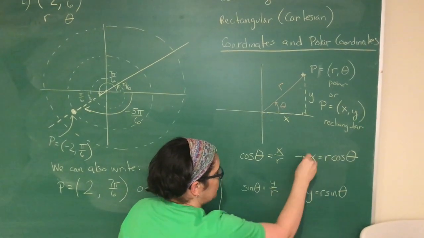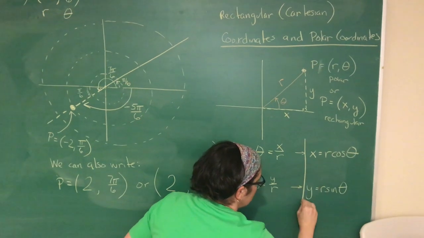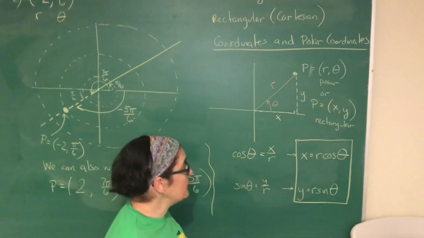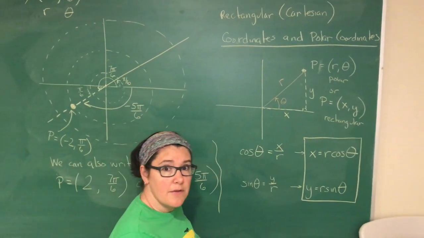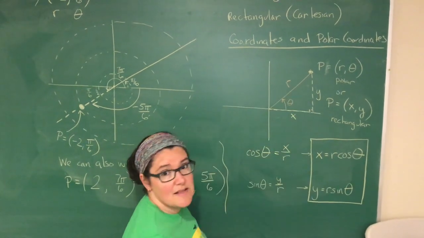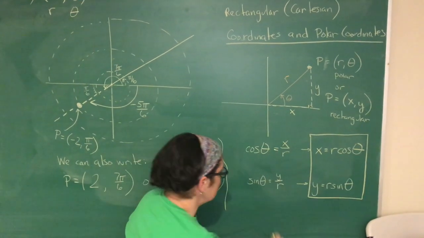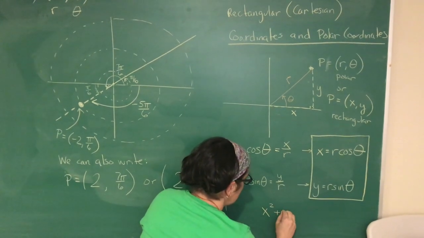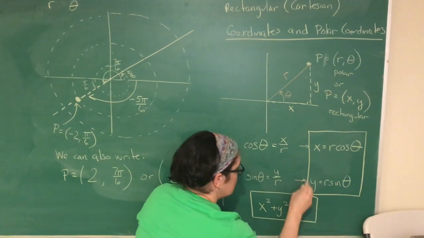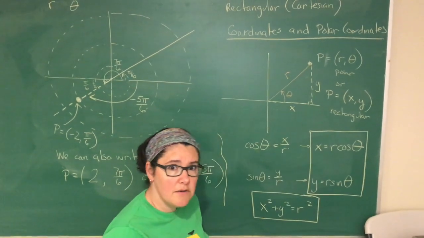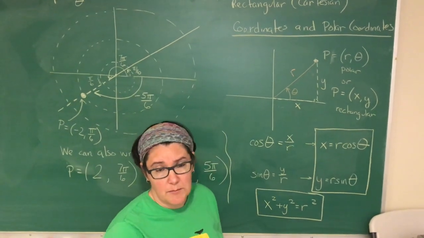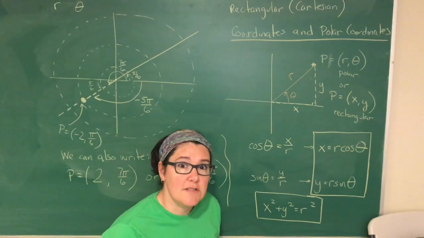So these two formulas, x equals r cosine theta, y equals r sine theta, are going to be two of our conversion formulas. The third conversion formula is the relationship between the sides of this right triangle, and that's the Pythagorean theorem, which says that x squared plus y squared equals r squared. So these three boxed formulas are our conversion formulas to convert from polar to rectangular, or from rectangular back to polar. Okay, let's look at some examples.